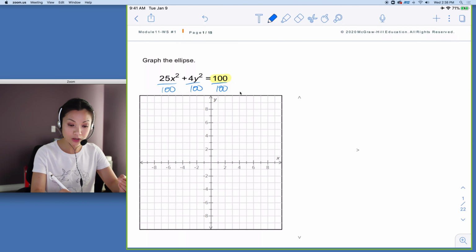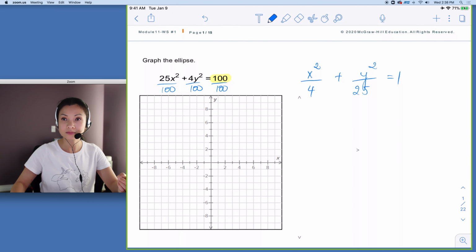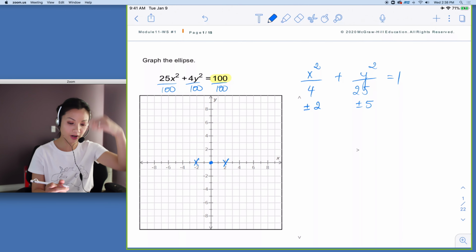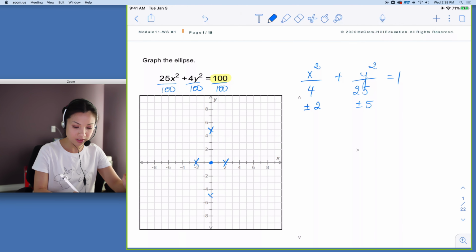So now our new equation is x squared over 4 plus y squared over 25 equals 1. Hopefully you can tell right away the center is (0, 0) in this case, and for this one, a is going to be plus and minus 2, b is going to be plus and minus 5. So from the center, I'm going to move left and right 2 units, and up and down 5 units. And there we have it.